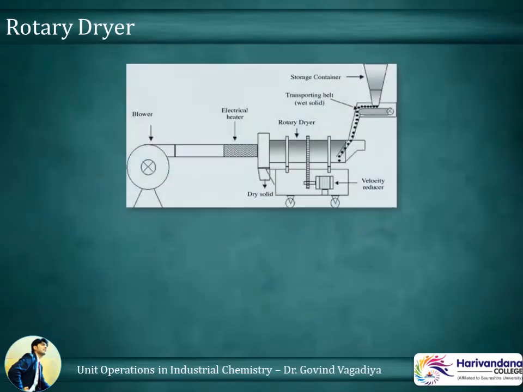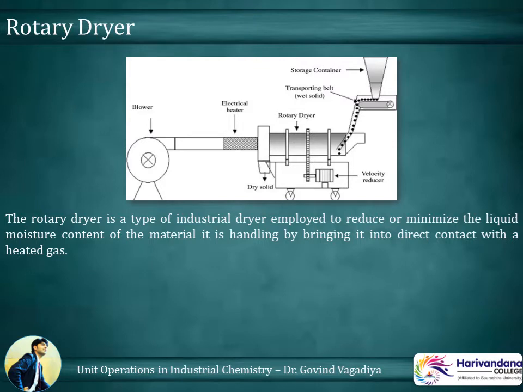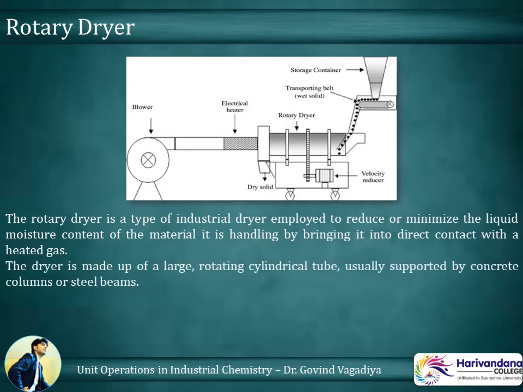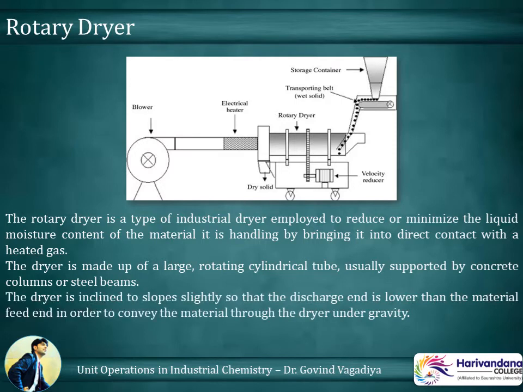The rotary dryer is a type of industrial dryer employed to reduce or minimize the liquid moisture content of the material it is handling by bringing it into direct contact with a heated gas. The dryer is made up of a large, rotating cylindrical tube, usually supported by concrete columns or steel beams. The dryer is inclined to slope slightly, so that the discharge end is lower than the material feed end, in order to convey the material through the dryer under gravity.